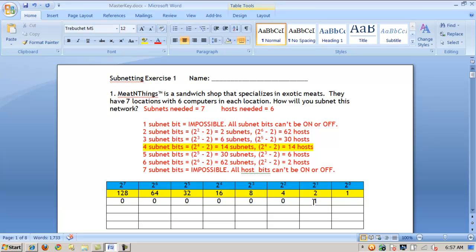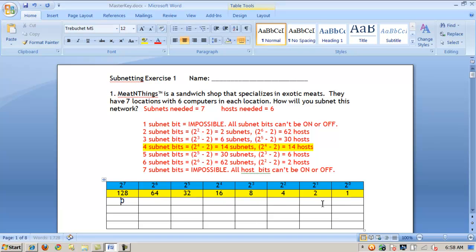Again, that would break the rules, because the host bits can't be all on or all off. So if this were the last octet, and I were using these 7 bits for the subnet part or the network part, that would only leave me 1 bit for the host. And that would either be the network address, all off, or the broadcast address, all on. So we can't do that, because we wouldn't get any valid IPs. Okay.